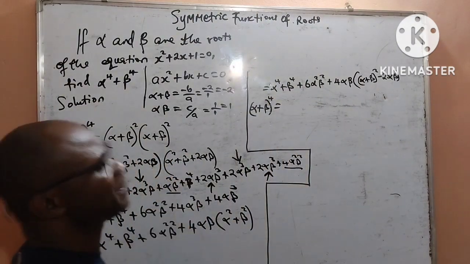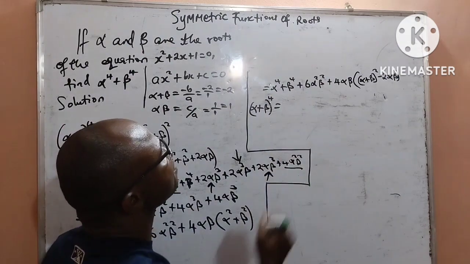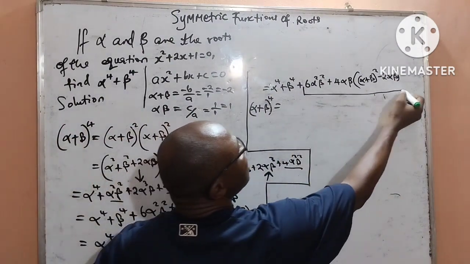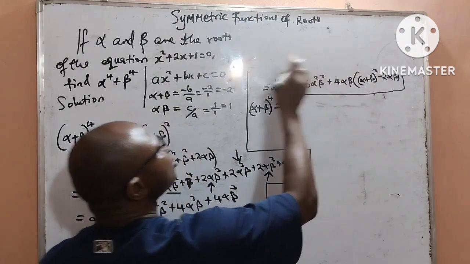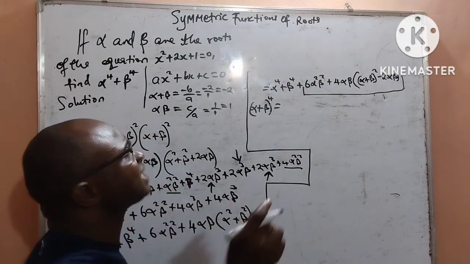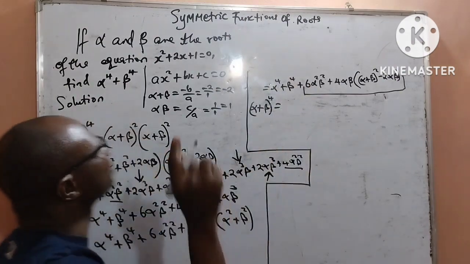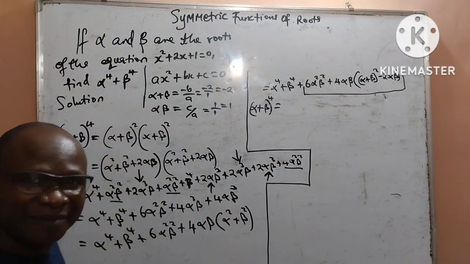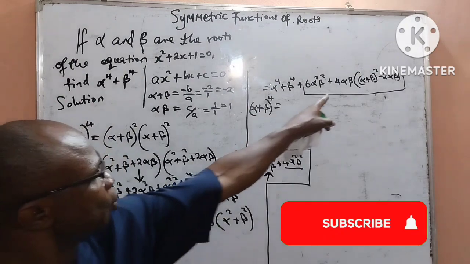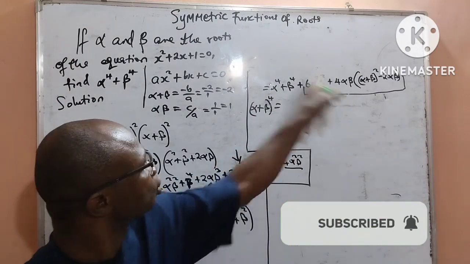But to see what I am seeing now, you will see that from here down to this place, I can move it to the left hand side. So that by the right hand side, what I will have left is alpha to power 4 plus beta to power 4, which is exactly what I am asked to find. Maths is life.